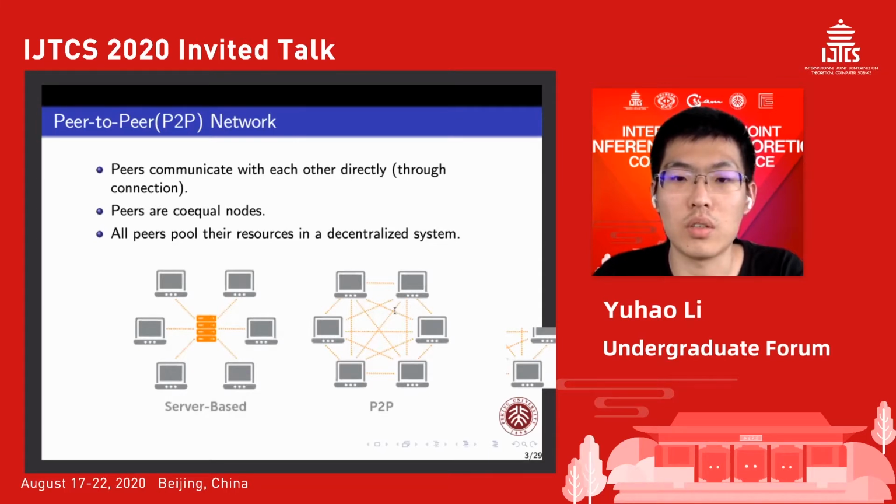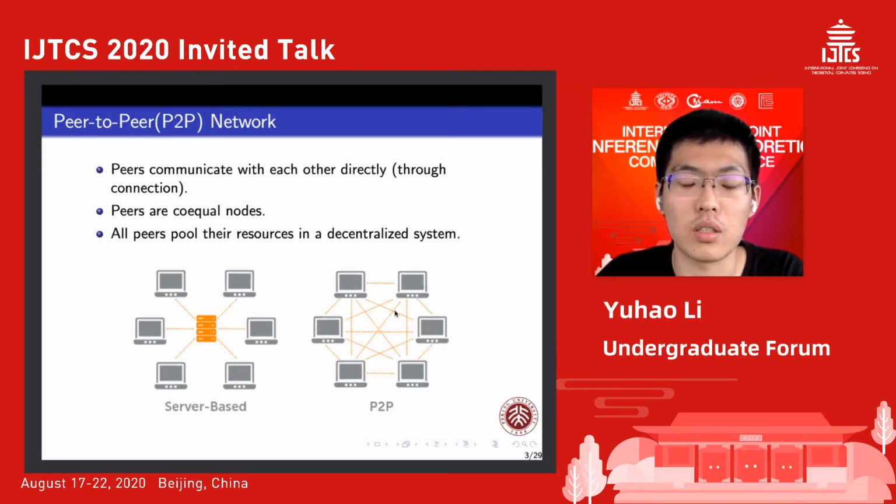Compared with the traditional client-server model, I would like to introduce a recent resource sharing model, the peer-to-peer network, called P2P network for short. Here are some features of P2P network. Peers can communicate with each other directly through some connections, and the peers are co-equal nodes. All peers pool their resources in a decentralized system, and the peers can exchange their resources in this system. So this is a client-server model, and this is a P2P resource sharing network.